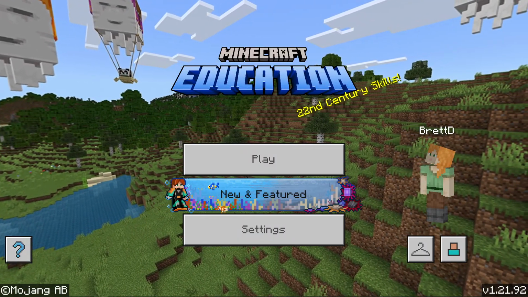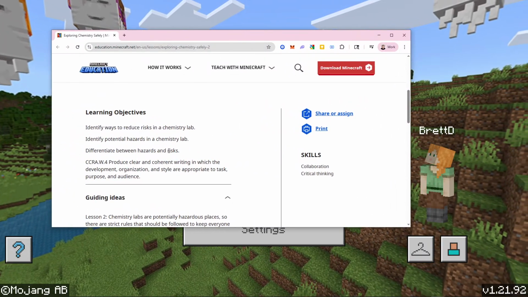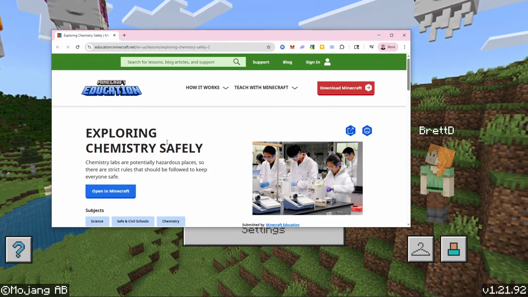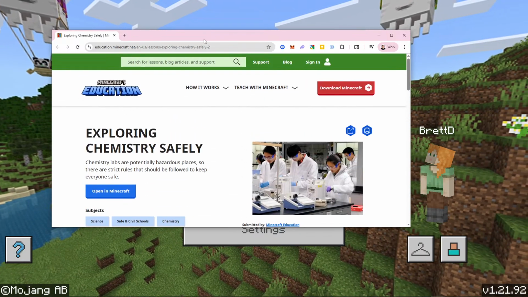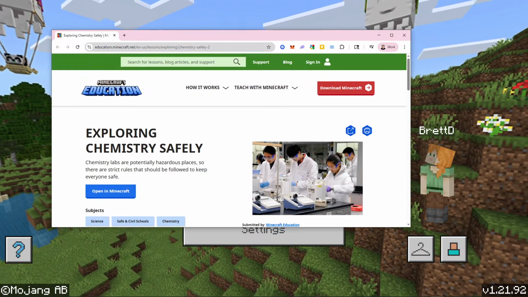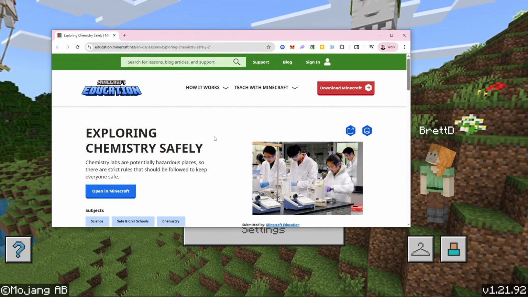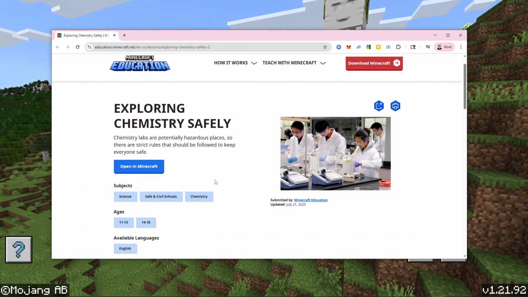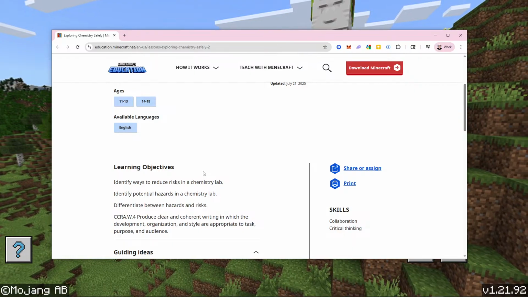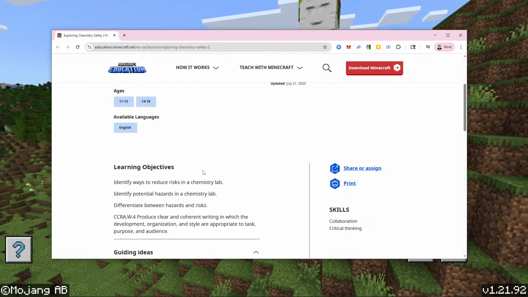So we're going to take a look at the lesson that they have and we'll play through it ourselves, see how it goes. Sorry, I'm not feeling too well today, but I'll try to make it through this. I've got the lesson pulled up in the browser here. I'll post a link to that you can look at as well. I'll go through this briefly and then we'll fire up the world and see what it has.